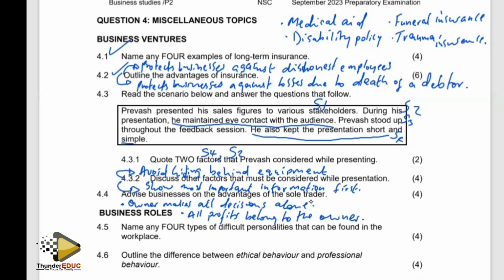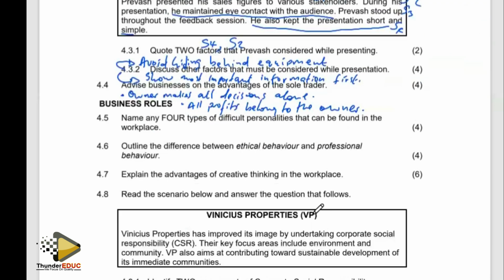Okay, right. So now let's check out 4.5. It reads as follows. Name any four types of difficult personalities that can be found in the workplace. So now there are different sets of personalities present in different workplaces. One of the personalities that we have is the complainer. People are always complaining at the workplace. We have indecisive. We have over-agreeable. We have negativity. We have expert. We have quiet. We have aggressiveness and the likes.